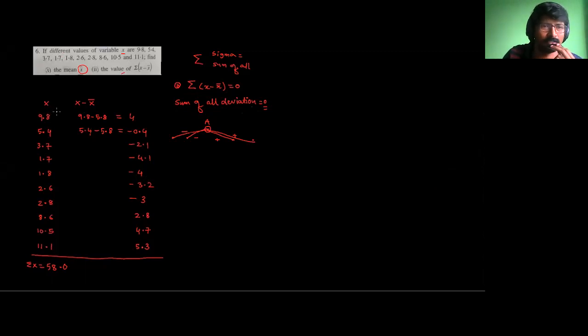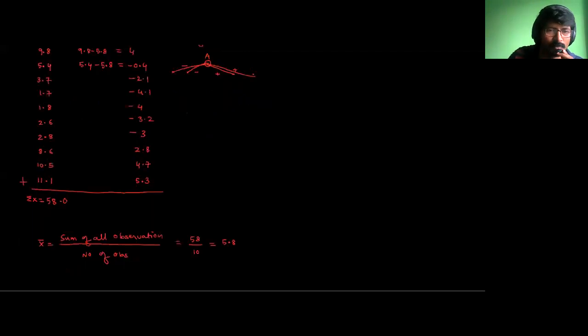So x is all these observations given over here: 9.8, 5.4, 3.7, 1.7, and so on till here. And we calculated the summation of x. I had explained that summation, the symbol called sigma, means sum of all observations. So what is the sum of all x? It's 58. I just did the addition of all these things, nothing else. I hope you understood that.